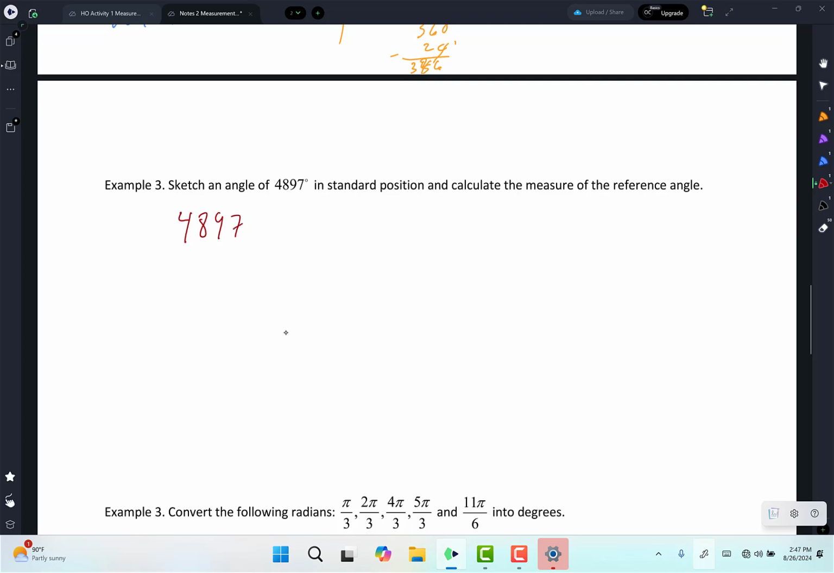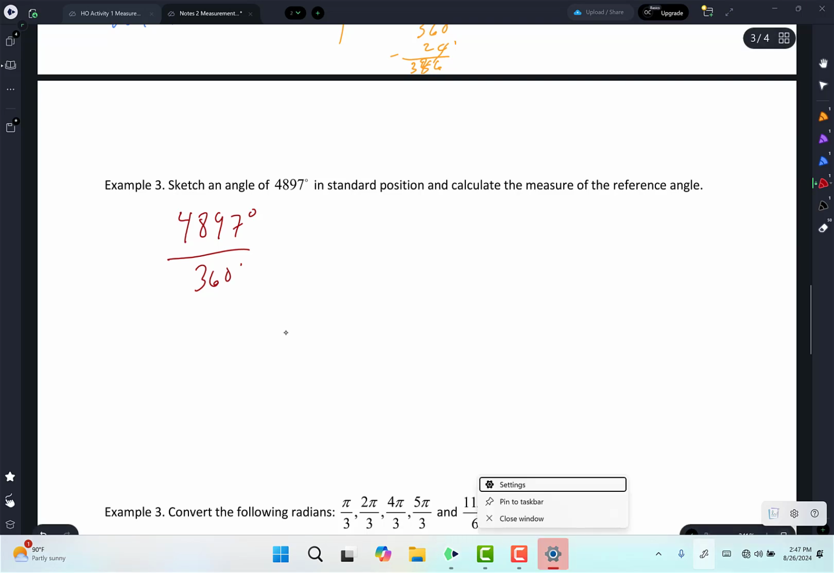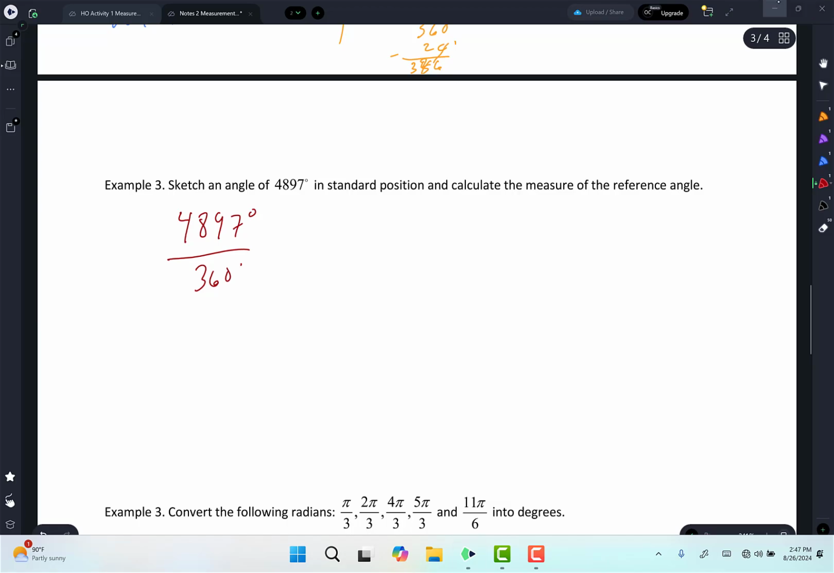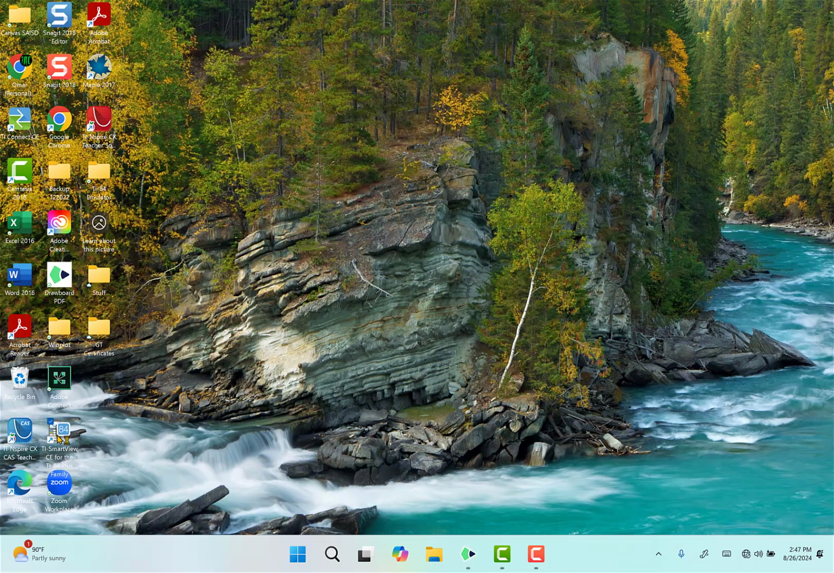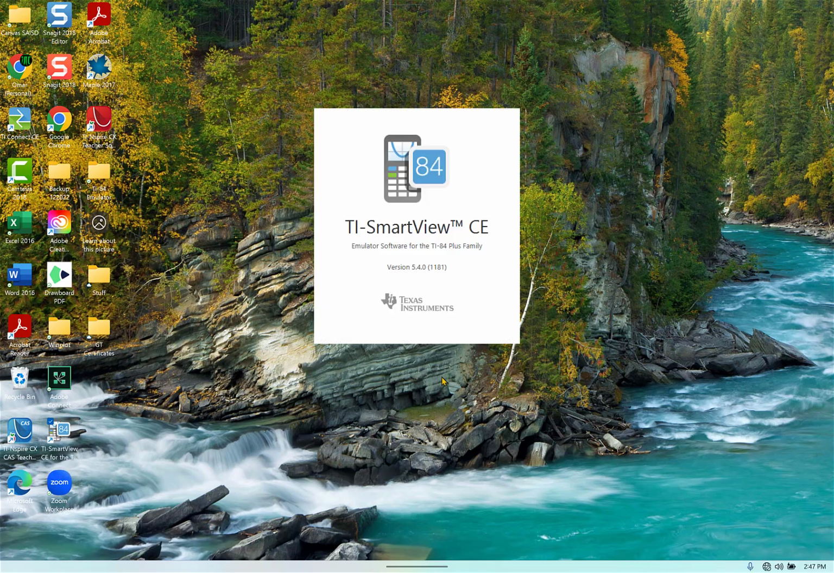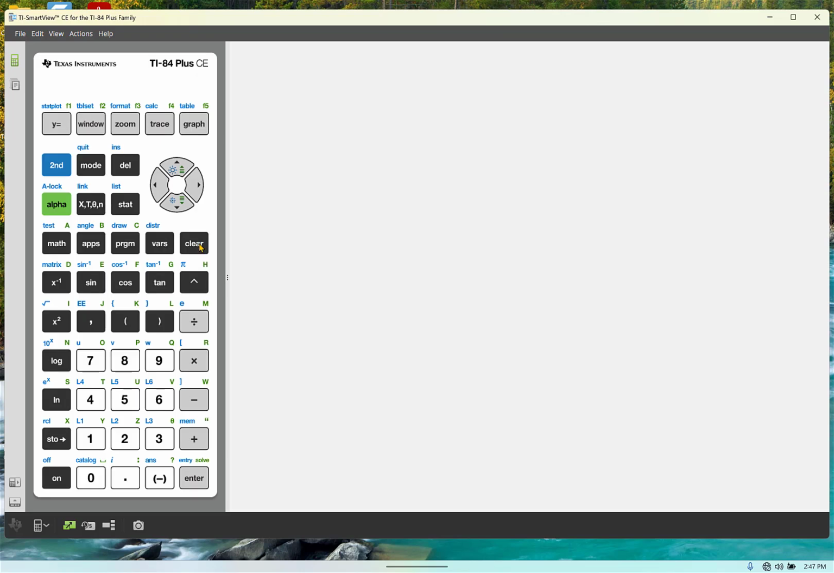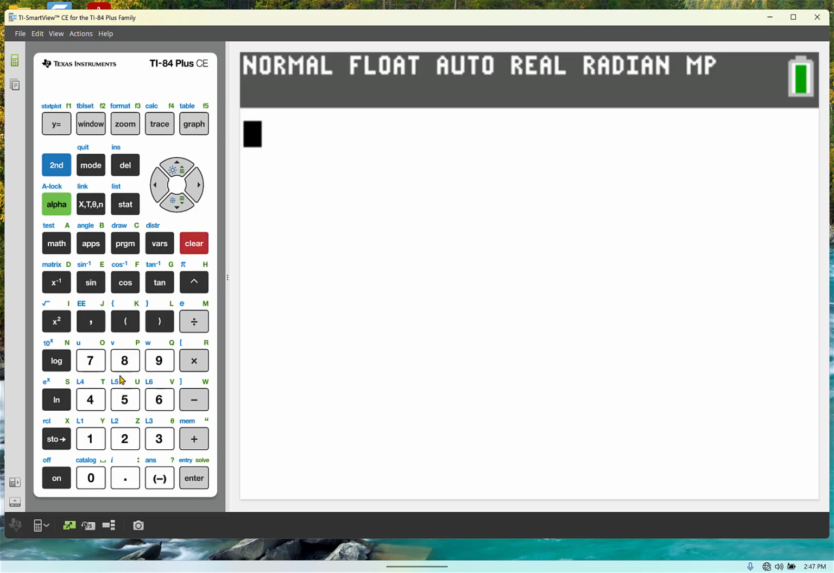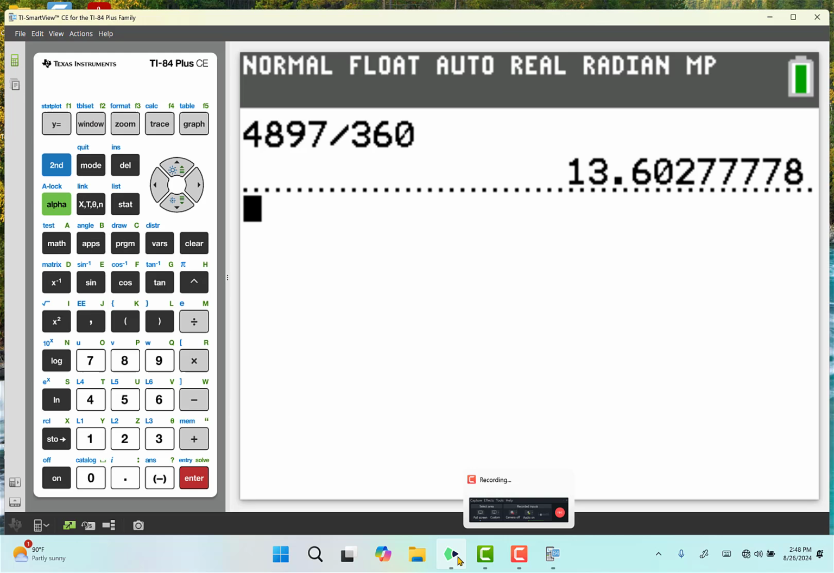I would take the 48.97 degrees and divide by 360, because I know one revolution is 360. Sorry, my calculator is slow today. Okay, 48.97 divided by 360. Here's what I get: 13.602. Is that what you guys got?